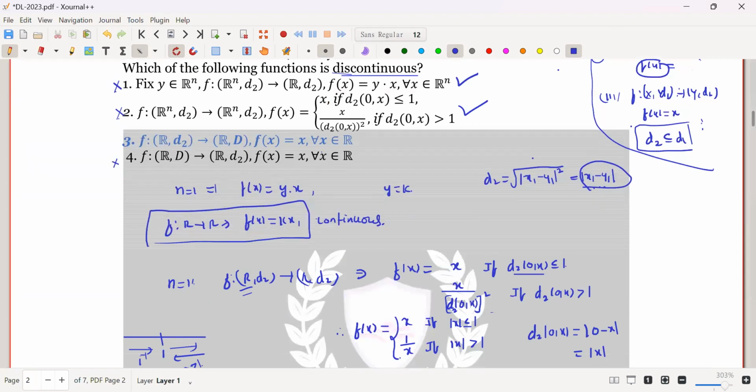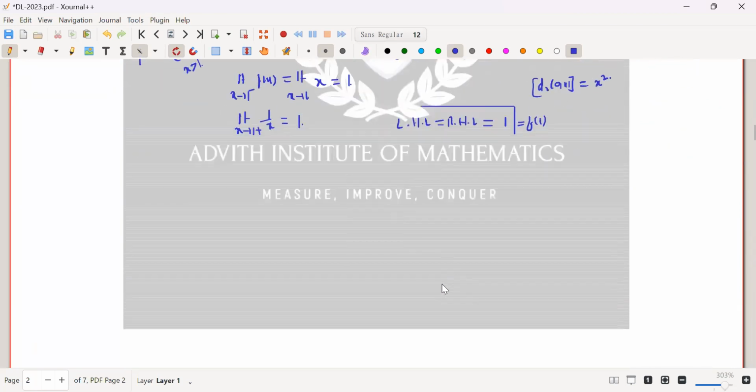Let's check the fourth one. If a function f from R with discrete metric to R with usual metric, what do we need, sir? Any function defined on R with discrete metric will be continuous, sir. Why? This is option 4. This is R with d, the discrete metric, and this is R with usual metric d2. So what do we need, sir? This is f1, f of x equal to x.